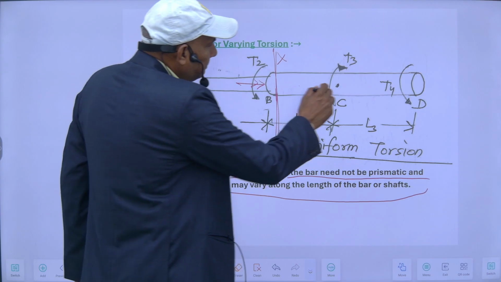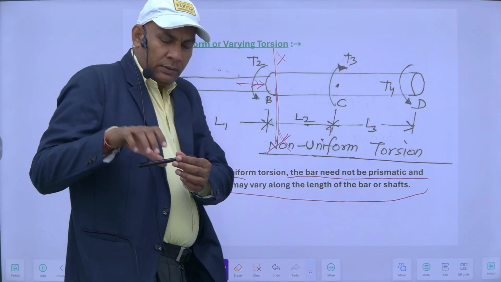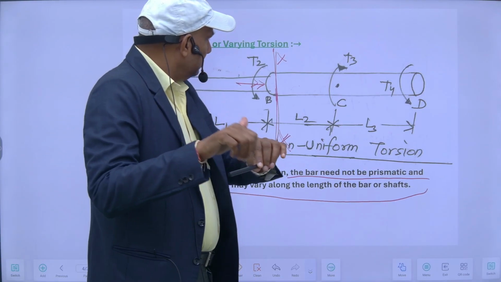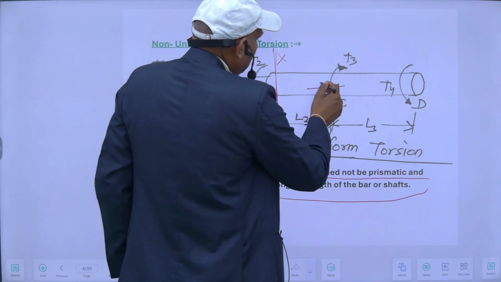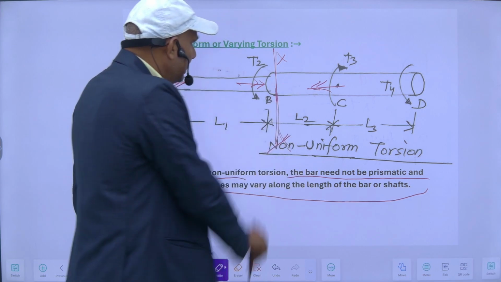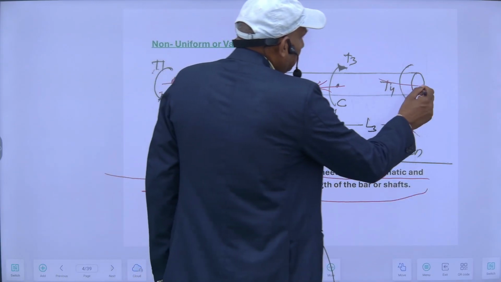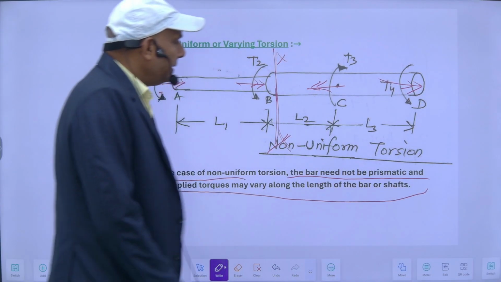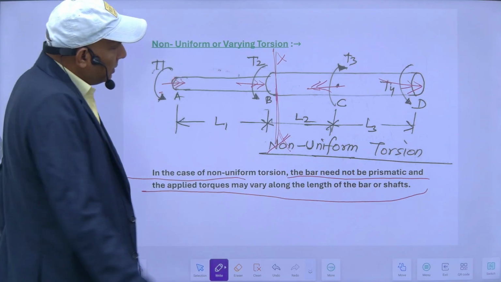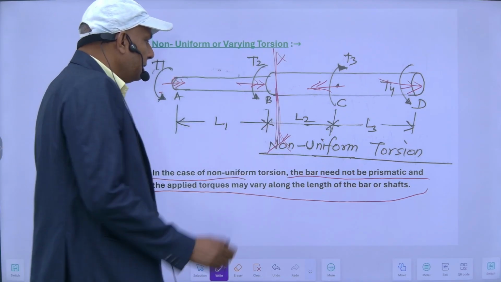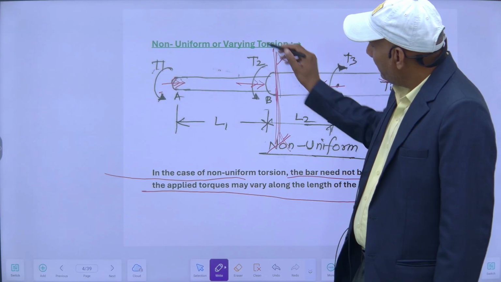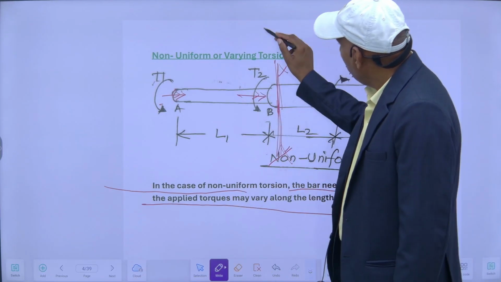Since this is clockwise, the thumb will point like this, and similarly this one is anti-clockwise, so like this. This way you can represent your torque. If I want to know the torque at these junctions, since both have the same directions, at this junction it will be T1 plus T2.